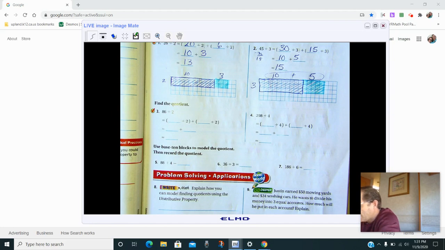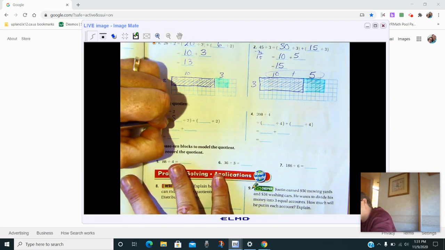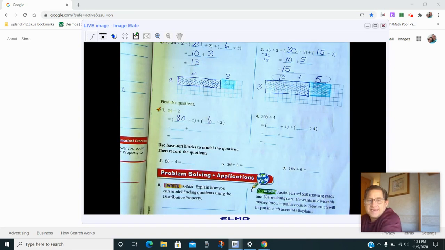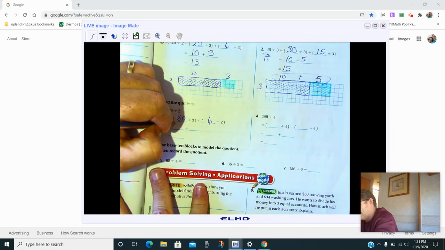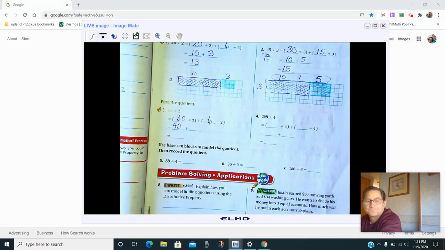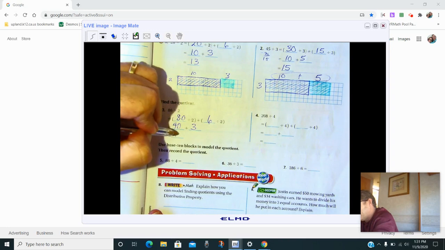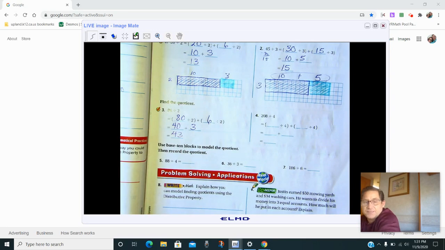So find the quotient. 86 divided by 2. Well, we can do it like that. 80 plus 6. 80 divided by 2. Well, that's 8 tens divided by 2. That's 4 tens, which is 40. 6 divided by 2 is 3. So 86 divided by 2 is 43.